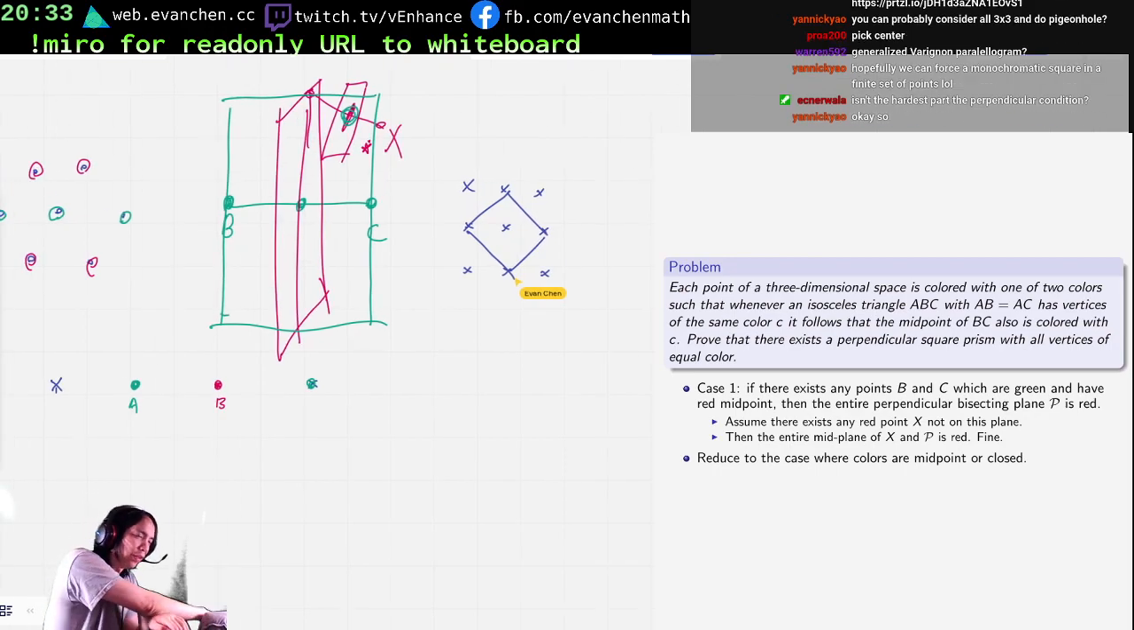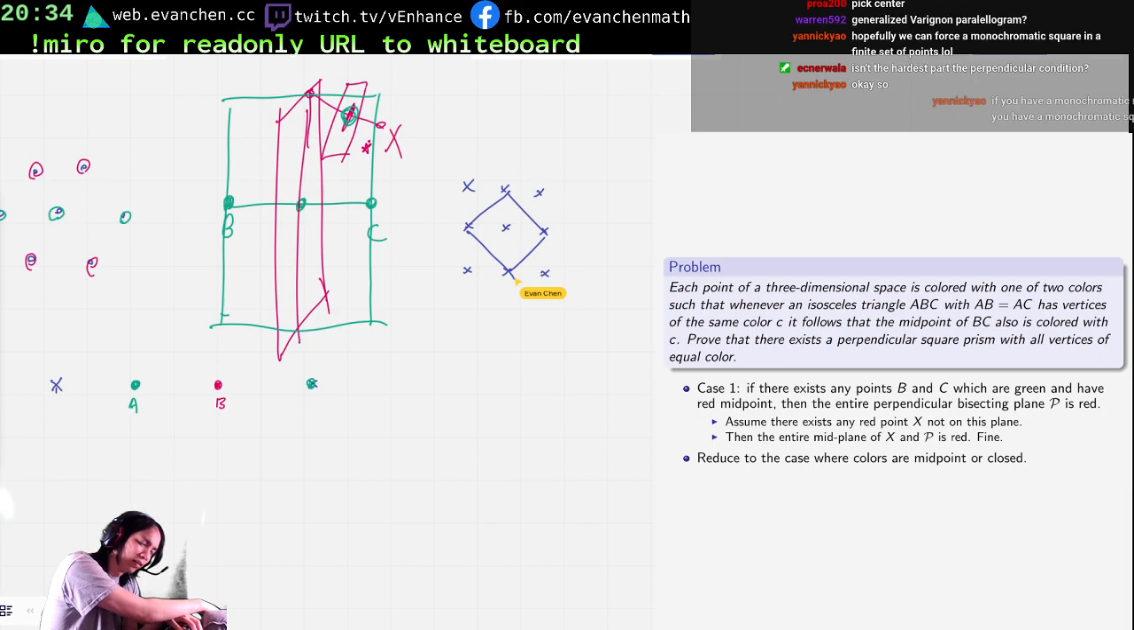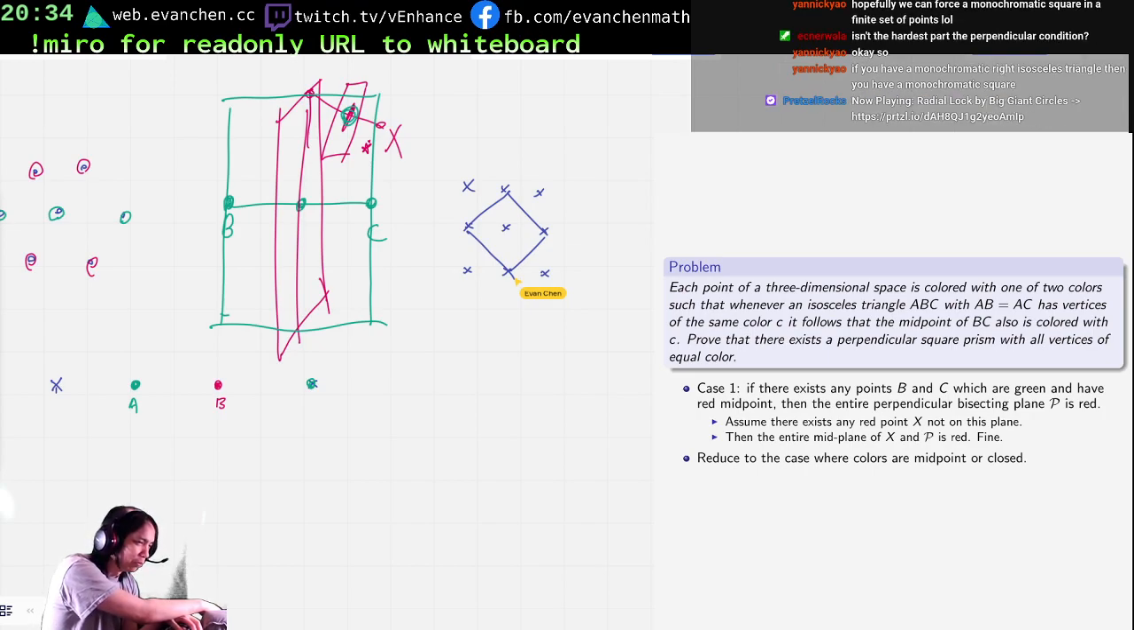But I feel like in the 2D case, we should be able to do it with just Z squared. Is it true that there's an n that's large enough that you just get a monochromatic thing? If you have a monochromatic right isosceles triangle, then you have a monochromatic square. Oh, you just take all those midpoints. Oh, that's a good point.